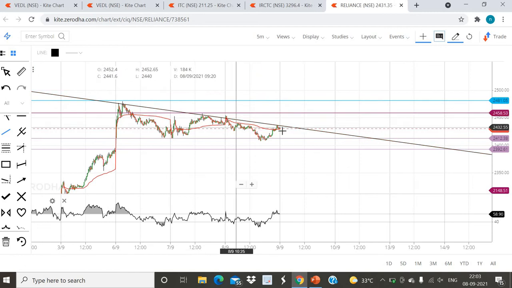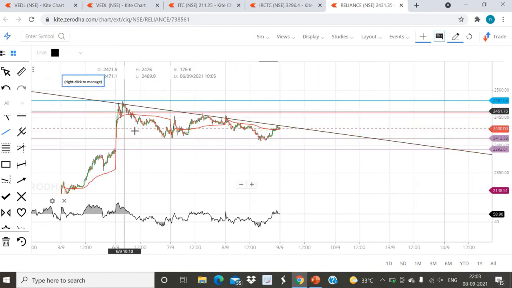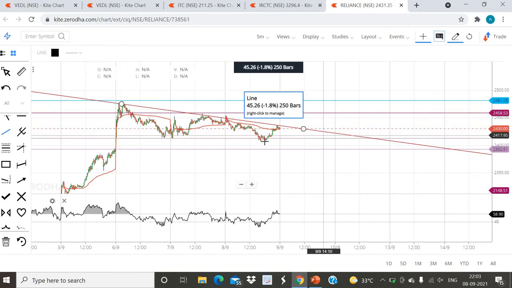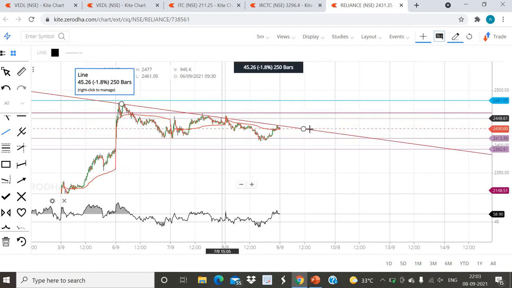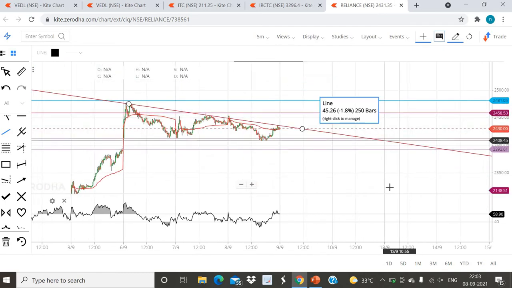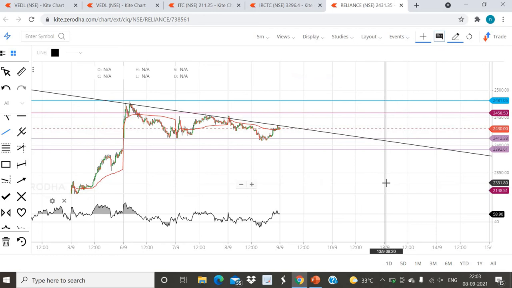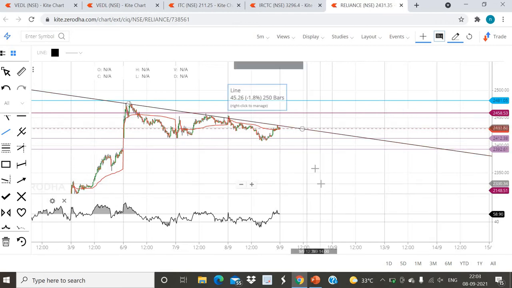You can see this is also a triangle pattern. You can see here, right? This is kind of a triangle pattern. So these were the levels that we are going to look into Reliance stock tomorrow. If you want, you can note it down.